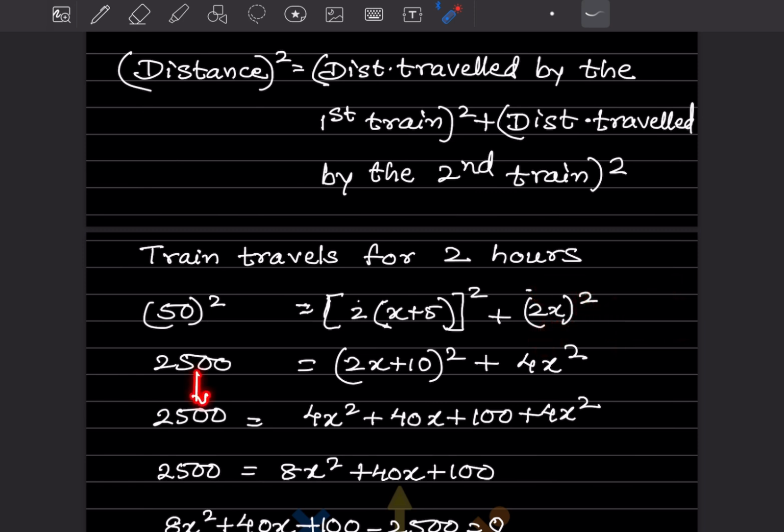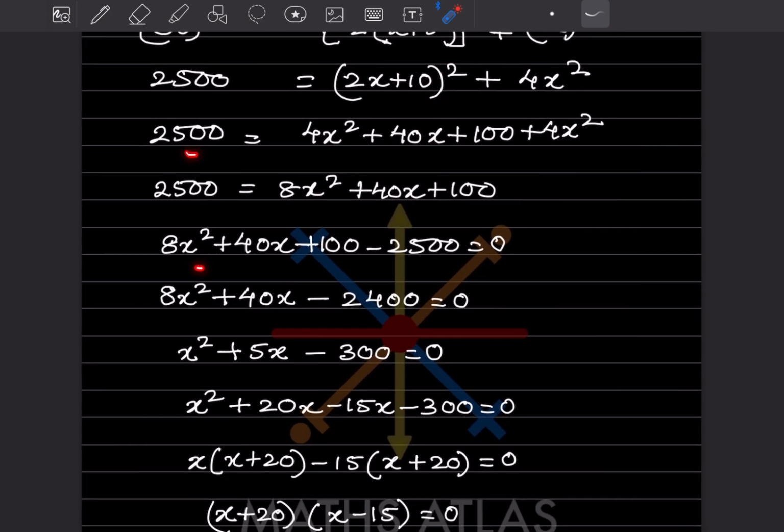So this will be 2500, and when this is in the form of (a plus b) whole bracket squared, that is going to be a squared plus 2ab plus b squared. So you will take this as a and this as b, so that will be 4x squared plus 40x plus 100, and this will be 4x squared. So 2500 will be, now see here, this and this we can add, like terms together, that will be 8x squared. This is 40x, this is 100. So now this is in the form of a quadratic equation, but let us rearrange it.